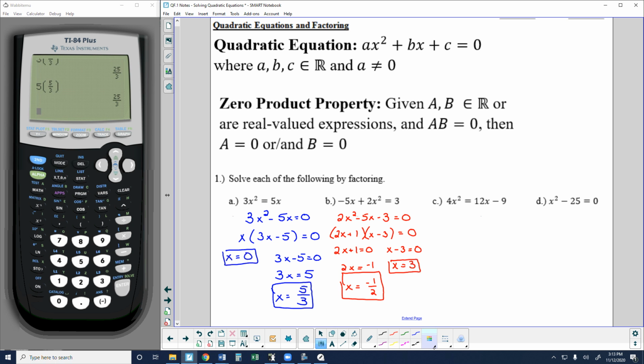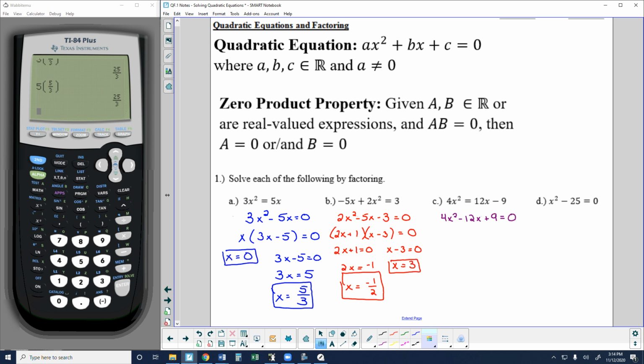Example C. Again, I want this equation to equal 0 for when I start. So I've got 4x squared over here on the left. I'm going to subtract a 12x to move that over to the left. I'm going to add 9 to move that over to the left. And now that's going to leave me with 0 on the right.